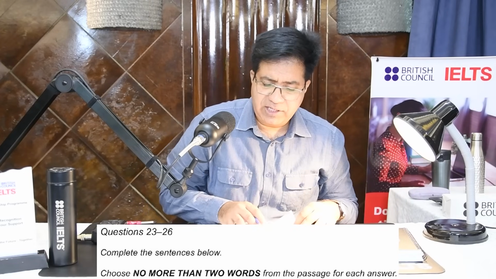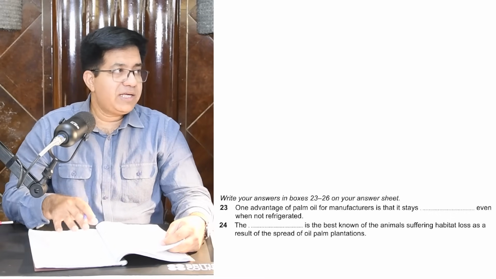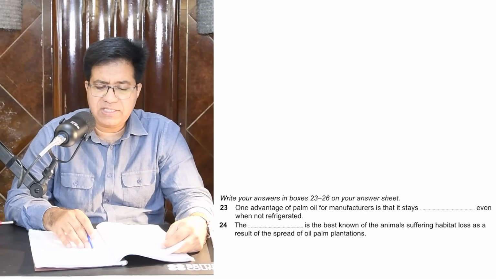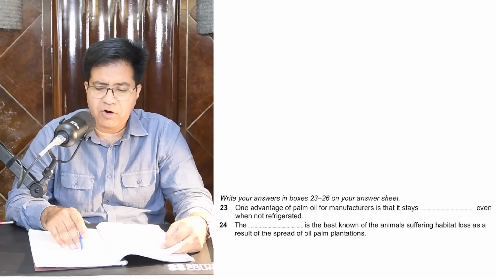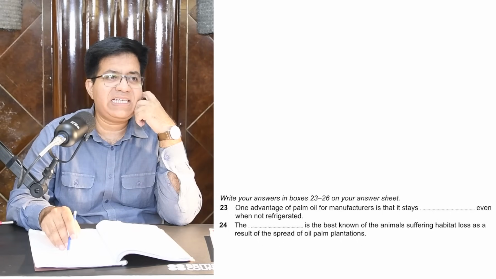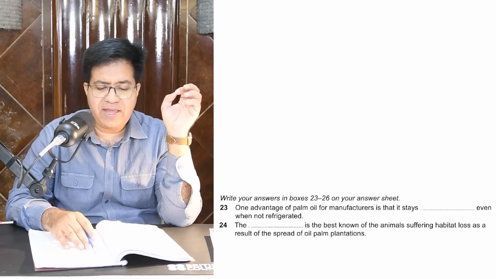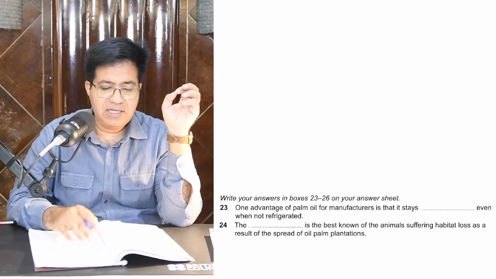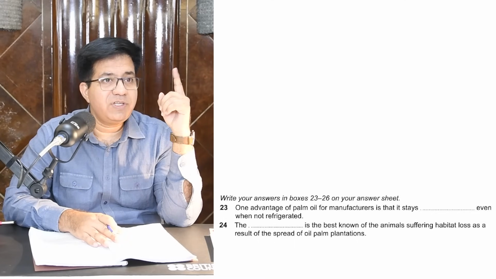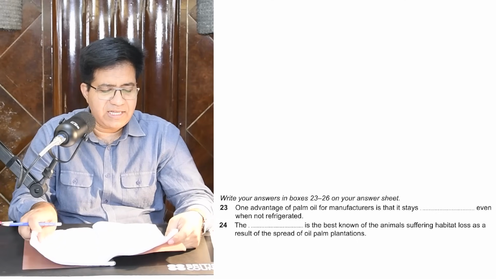Anyways, let's get started. Question number 23. No more than 2 words. Maximum 2 and minimum 1. One advantage of palm oil for manufacturers is that it stays dash even when not refrigerated. What do they mean by it? Palm oil. Now let's go back. One advantage. Start from the first paragraph. One advantage. It stays refrigerated.